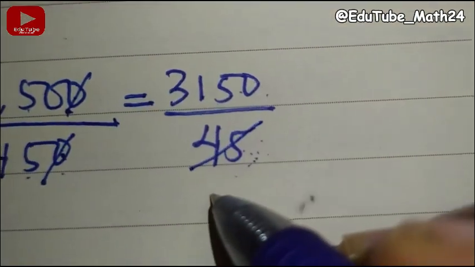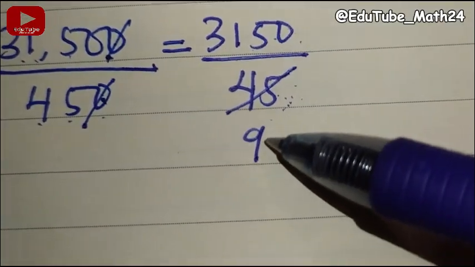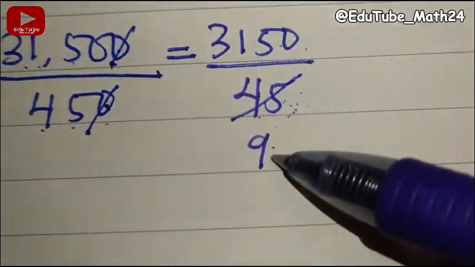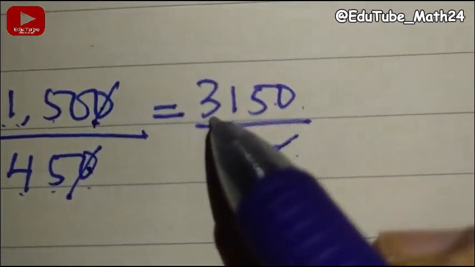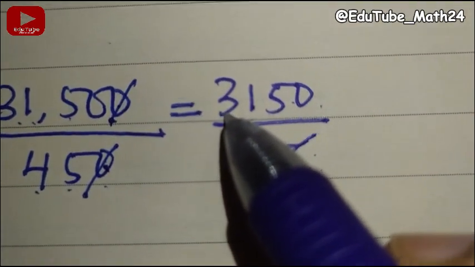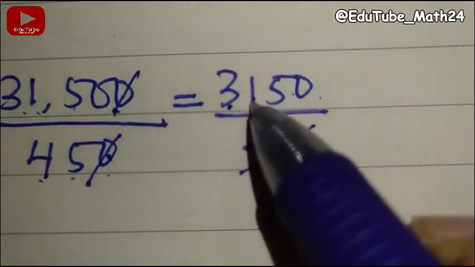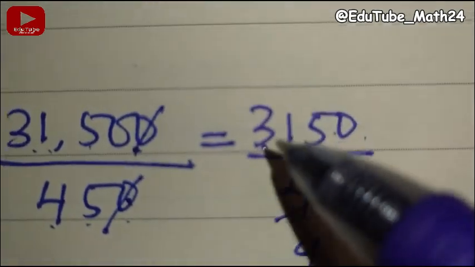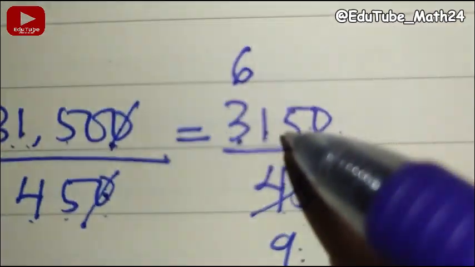So 5 in 45 is 9. If you're conversant with your multiplication table, you will know that 5 times 9 is 45. So 5 in 45 is 9. Then to divide 3,150 by 5, of course, I'll take it one by one. So 5 cannot go in 3. So what do I do? I will attach 3 and 1 together, making it 31. So 5 in 31, that will give me 6, because 5 times 6 is 30.